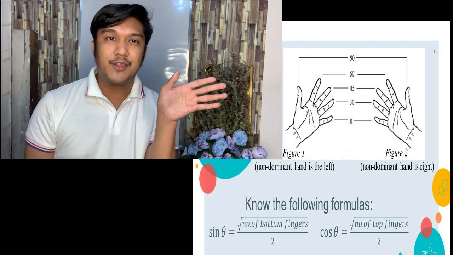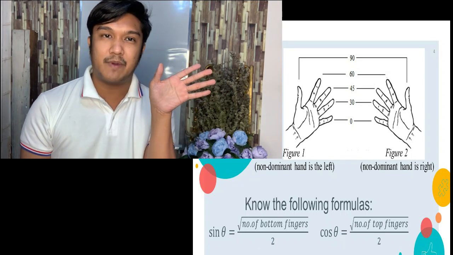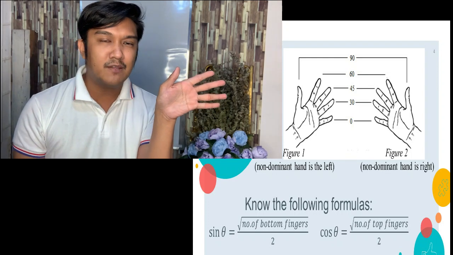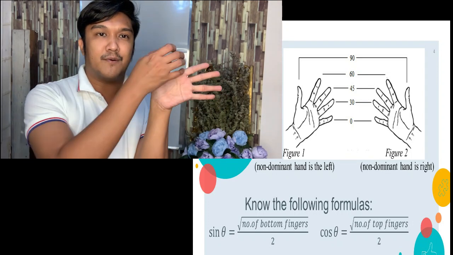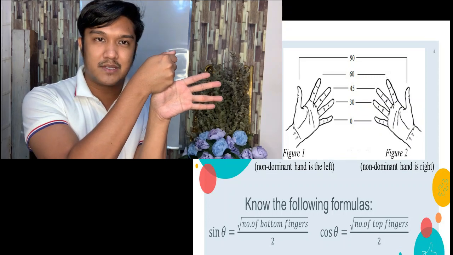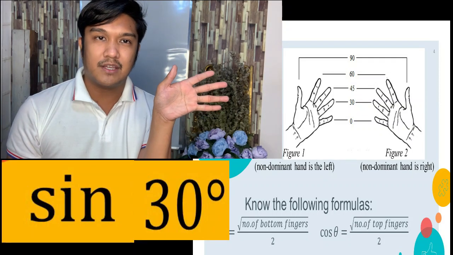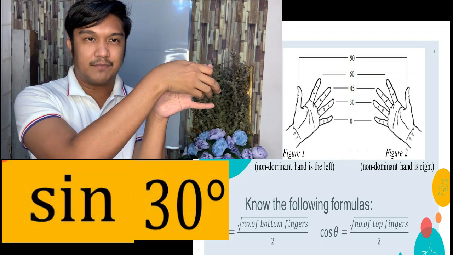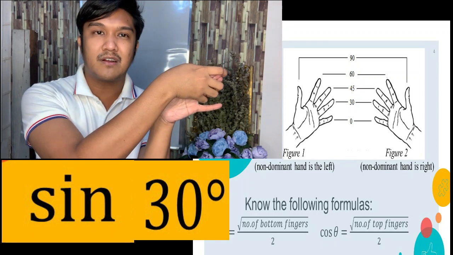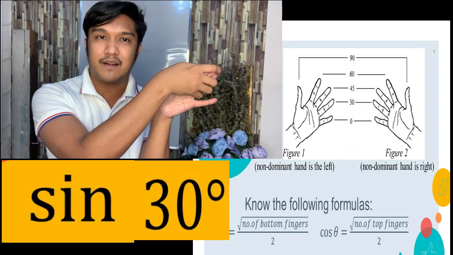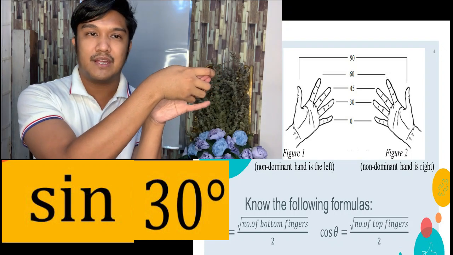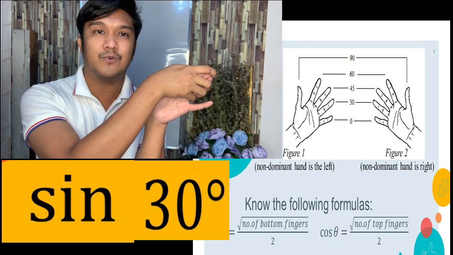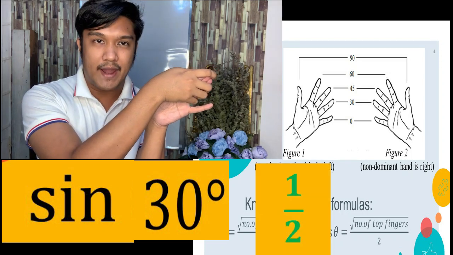How about if we want to get sine of special angles? If we are pertaining to sine, we will start counting from 90 downwards. Let's have sine 30 degrees. 90, 60, 45, 30. The number of remaining fingers will be placed inside the radical sign. So, this is 1. So, square root of 1 is 1 over 2. The answer is 1/2.